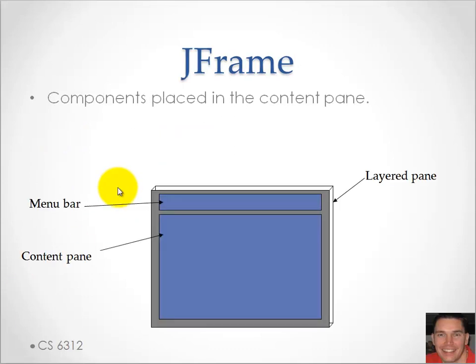When we look at a JFrame, we place our components, our buttons, our labels, etc., in the content pane of our frame. So our JFrame has a content pane, which we can access and we can add controls to. It has a menu bar if we want to create a menu, and then it actually has a layered pane, which gives us that visible display. So that's what you get with a JFrame.